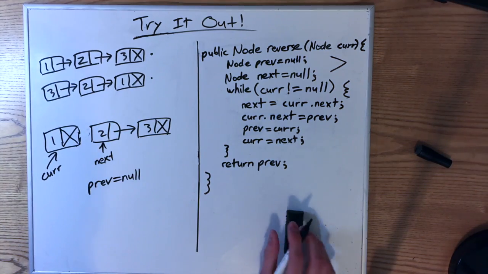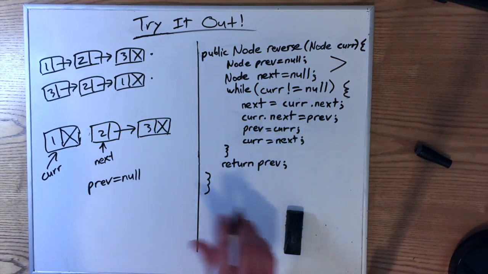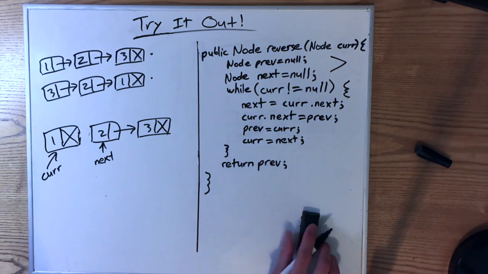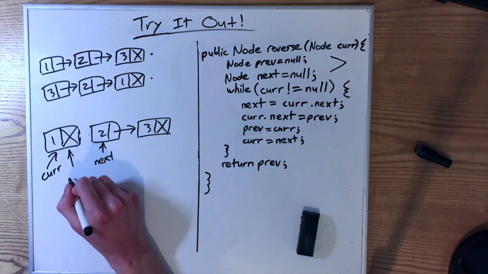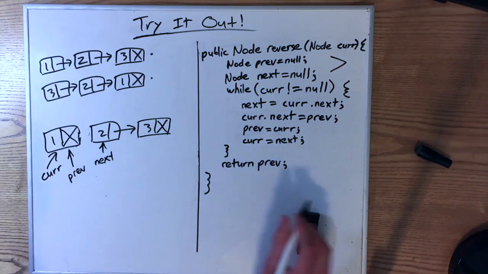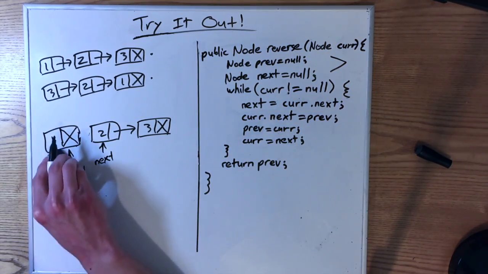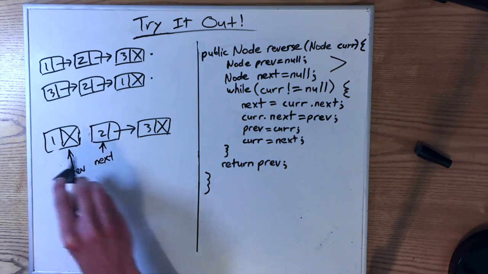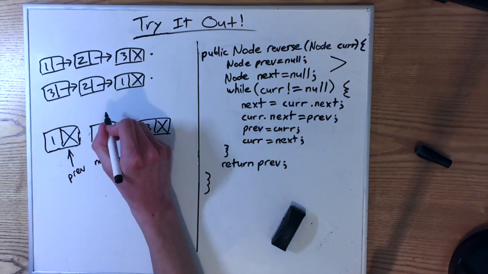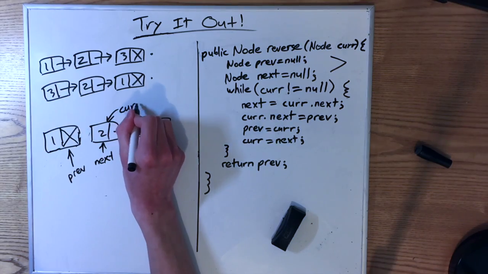Okay, then we see prev equals cur. So now prev is no longer equal to null. Prev will point to the same node that cur is pointing to. And then we move our cur pointer forward. We see that cur equals next. So cur does not point to the first node anymore. Cur will now point to our good friend, the second node.